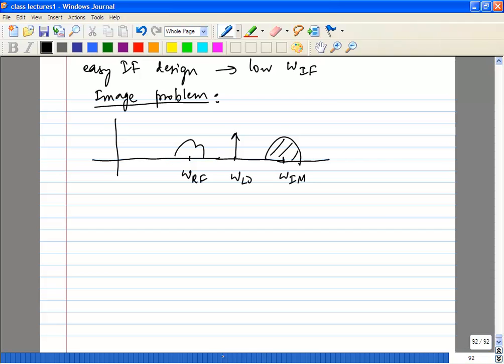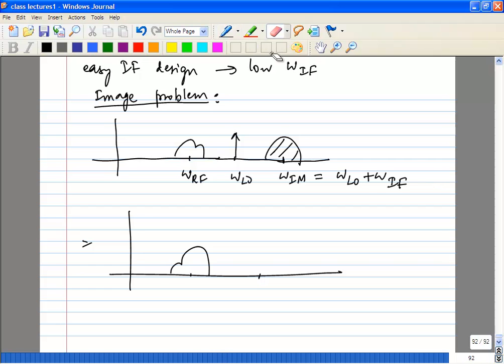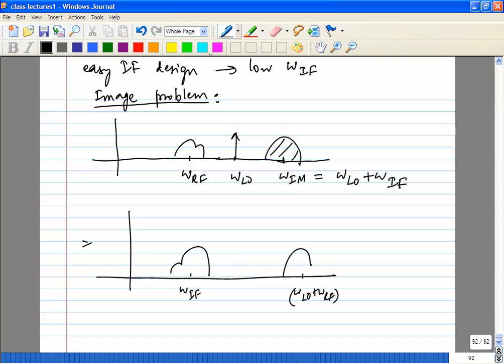Okay, so omega RF, and let's look at a signal which is omega IM, which is omega LO plus omega IF. So what happens? You're convolving it again. If you look at the result at the output of your mixer, this is your omega IF, and you're going to get something at omega LO plus omega RF. And you're going to get your omega IM on top of this.